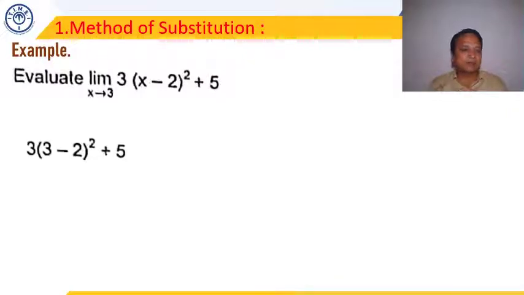So 3 into (3 minus 2), which is 1, 1 square is 1, so 3 into 1 is 3, plus 5 becomes 8. So the value of the limit as x tends to 3 is 8. We directly obtain this through the method of substitution. If the expression is showing none of the indeterminate forms, we directly substitute the value of x in the expression and obtain the value of the limit when x tends to 3.